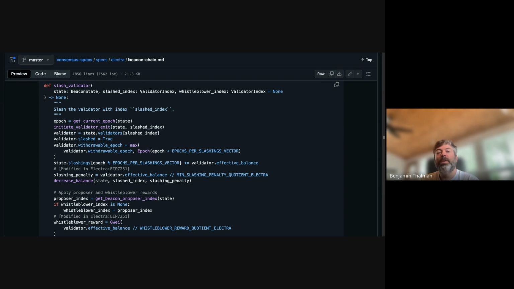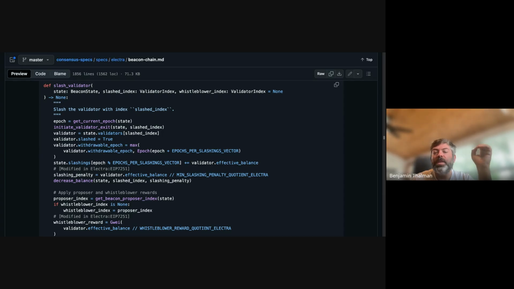So again, pre-Pectra, as we just saw, the penalty was 1 ETH. Post-Pectra, with 32 ETH, the penalty is now just 0.008 ETH, or your validator's effective balance, let's say 32 ETH, divided by 4,096. But even if you had a validator with a max effective balance of 2,048, the initial slashing penalty would only be half an ETH.